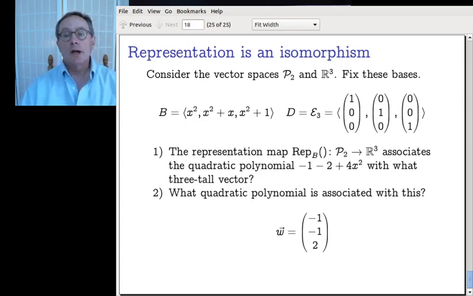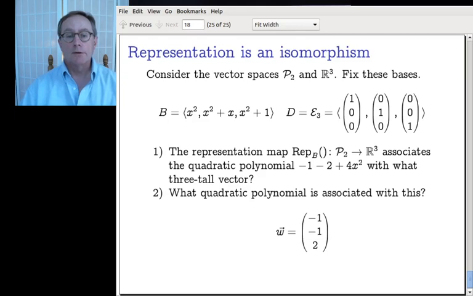The basis that I'm working with for R3 is the standard basis, and I'm going to look at a particular quadratic polynomial and ask what it's associated with. The representation map associates this quadratic polynomial with which 3-tall vector, and then question 2 asks the reverse question. If you have a 3-tall vector, what's the member of the domain that is associated with it?